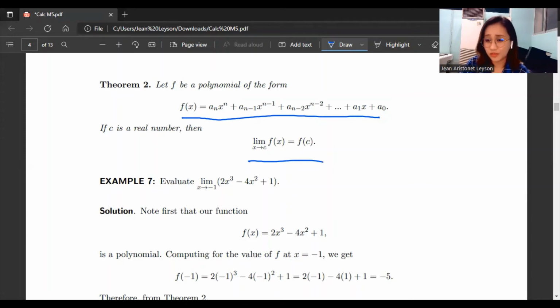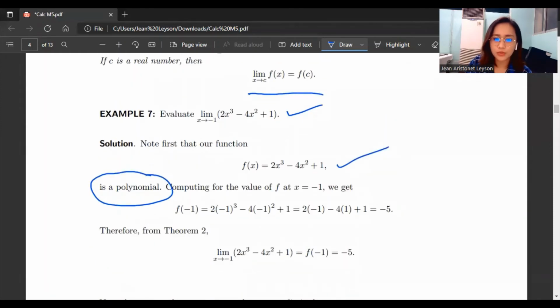So that's merely substituting the value of c to our function. All we have to do is to substitute the value of c to each of the given variables in the function. So example 7, evaluate the limit of the polynomial function 2x cubed minus 4x squared plus 1 as x approaches -1. So note first, this function is a polynomial composed of 3 terms. So that's a trinomial.